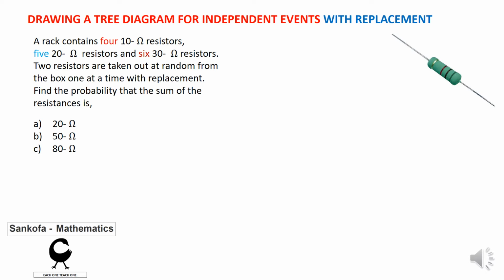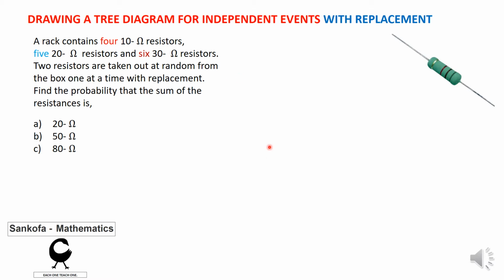So I am doing a question that was asked by some of my students. I hope that this is also going to help others who have a problem with a similar question here. We have got a question that requires us to draw a tree diagram for independent events. In this particular case, with replacement, that means you take the thing out and then you replace it back.